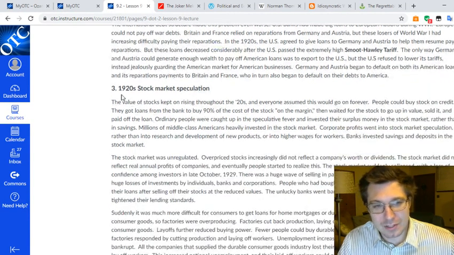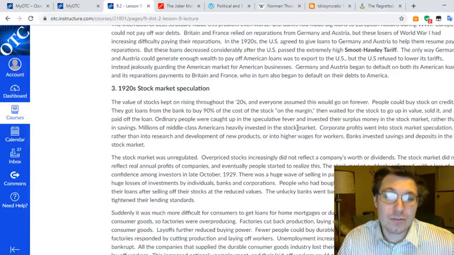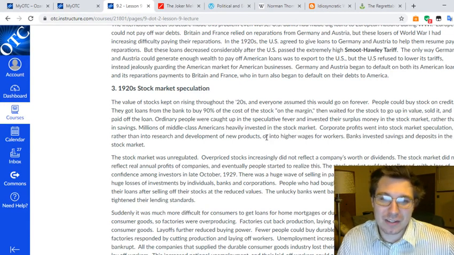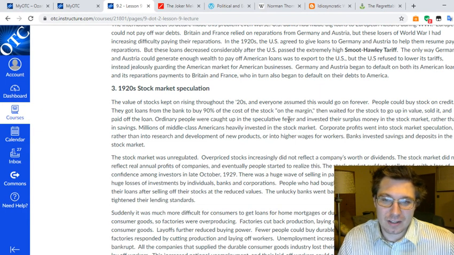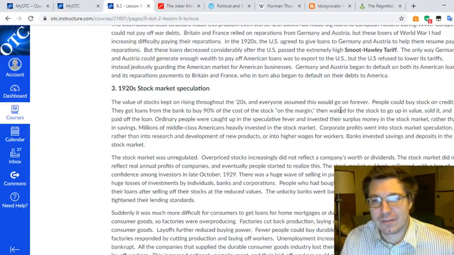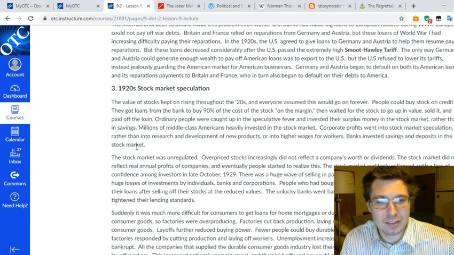Third problem was stock market speculation. The value of stocks kept on rising throughout the 1920s, and everyone assumed this would go on forever. People could buy stock on credit. They got loans from the bank to buy sometimes up to 90% of the cost of the stock on the margin, meaning with loaned money, and then waited for the stock to go up in value, and then they would sell it and pay off the loan, ideally.